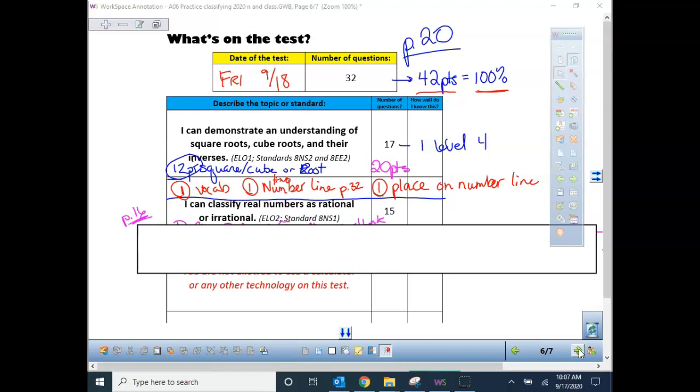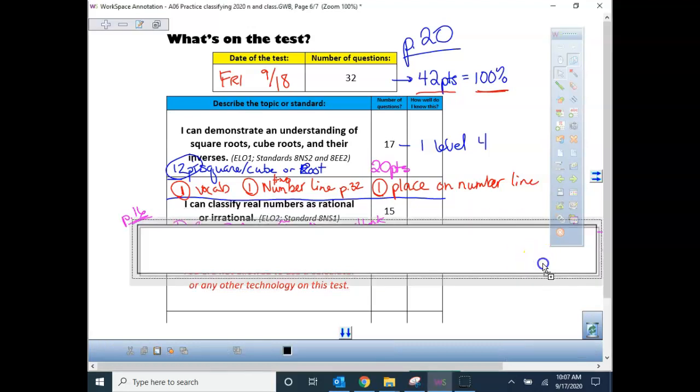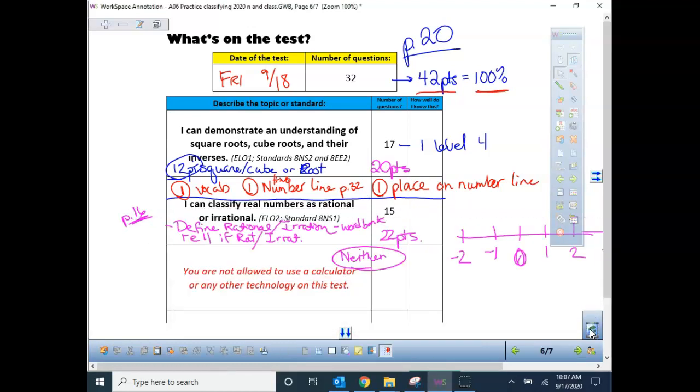The next thing I'm going to be asking you to do is to classify the numbers as rational or irrational. And this is what I hope we're going to take a look at, this Quizlet or a Kahoot, in a few minutes, but it's going to be really close to time, so I don't know that we'll get to those. So I can classify a number as rational or irrational.